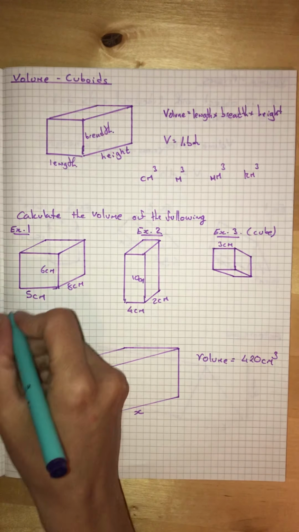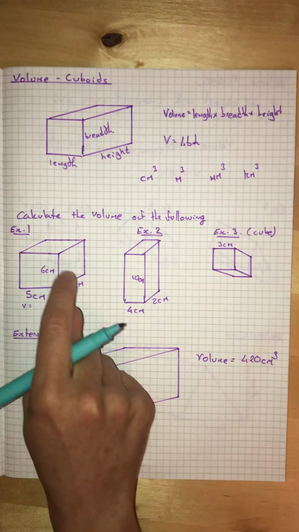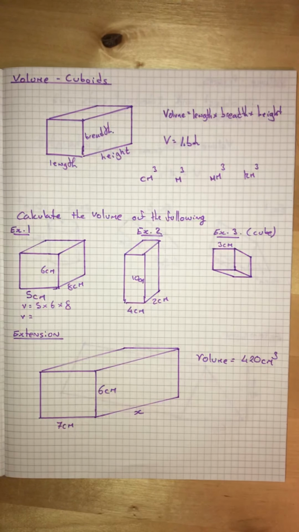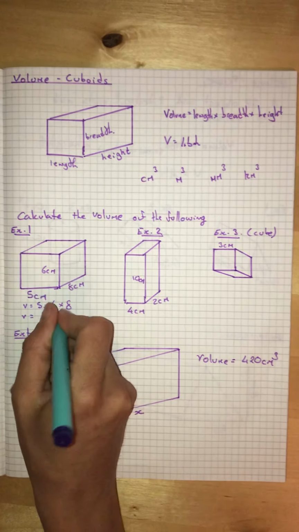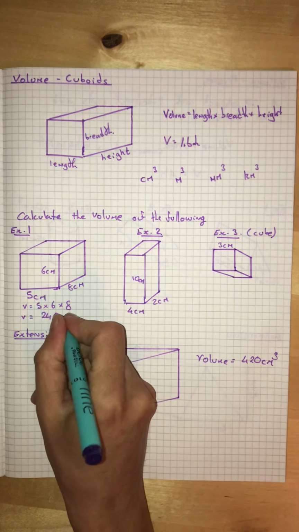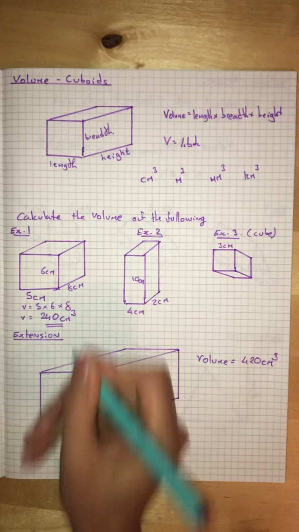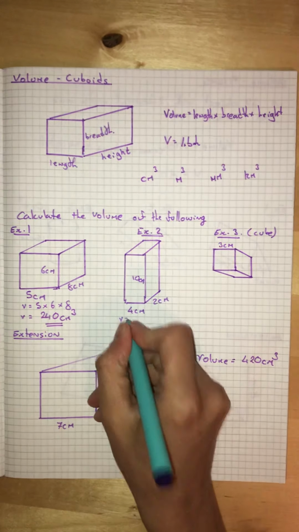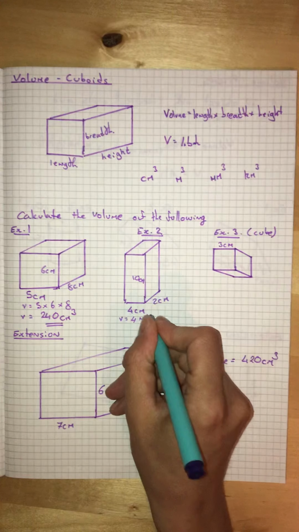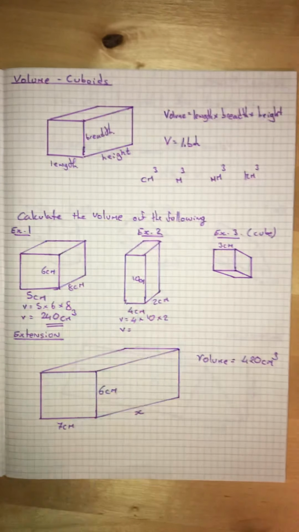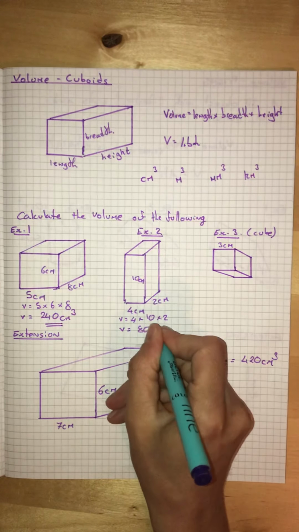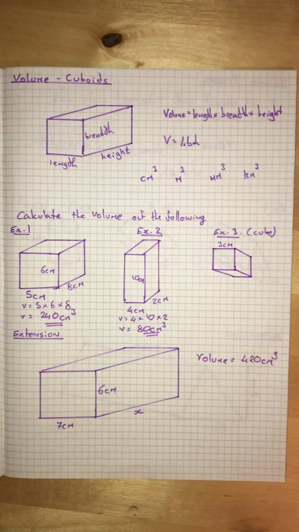Calculate the volume of the following. So 5 times 6 times 8. 5 times 6 is 30. And then 30 times 8 will give us 240. And don't forget the units, centimeters cubed. Next one. It's going to be 4 times 10 times 2, which is 4 times 10 is 40, times 2 is 80 centimeters cubed.